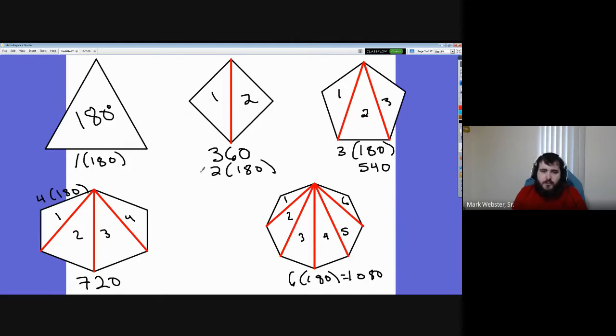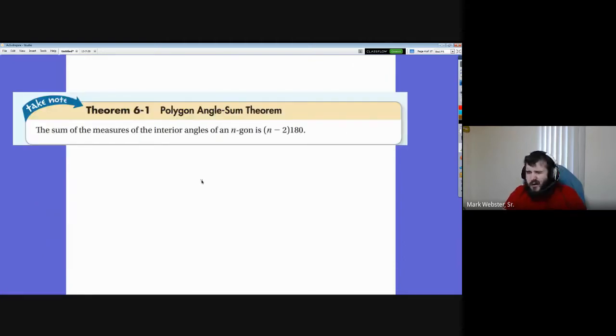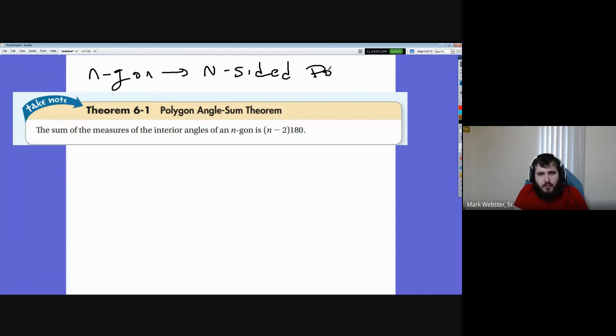So the thing of it is, here's our formula. N, an n-gon, a polygon with n sides. So they use the term n-gon here for polygon. So an n-gon is a polygon with n number of sides.